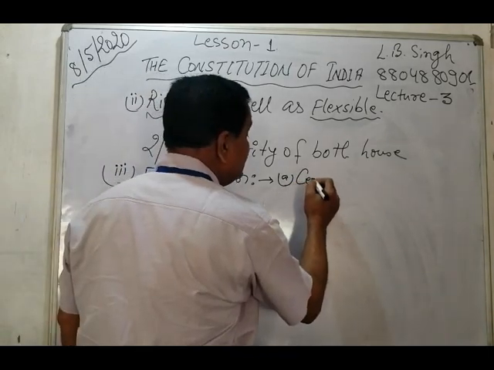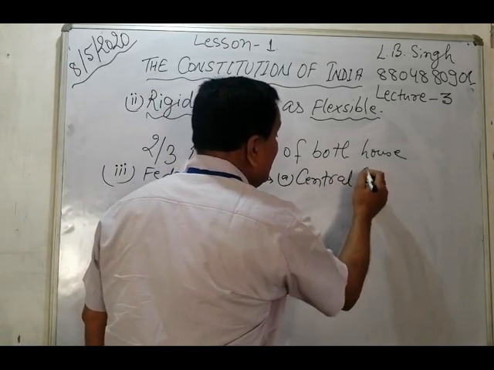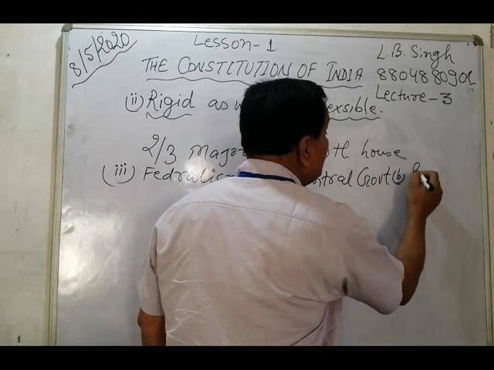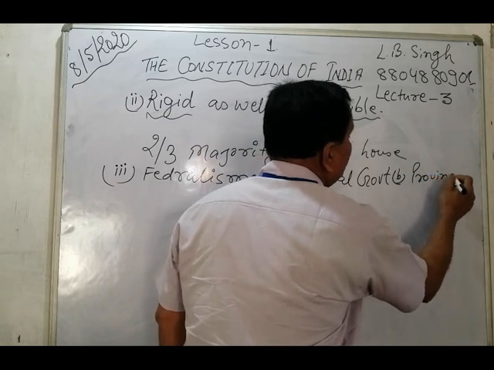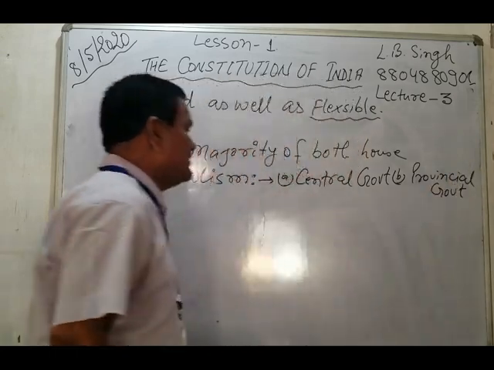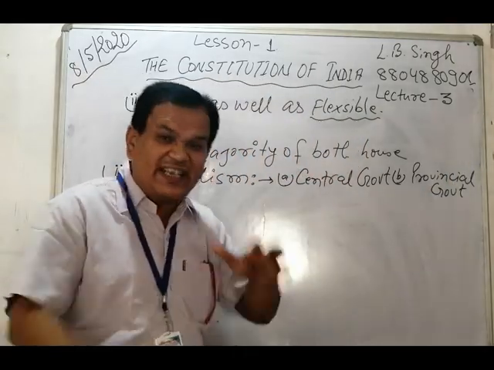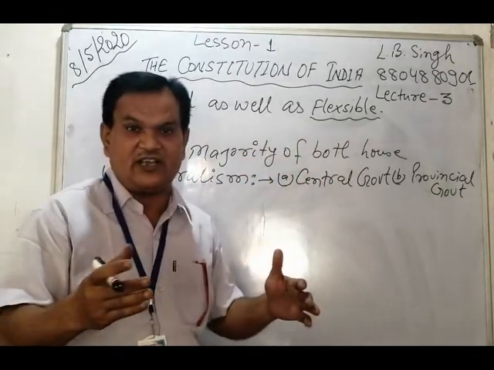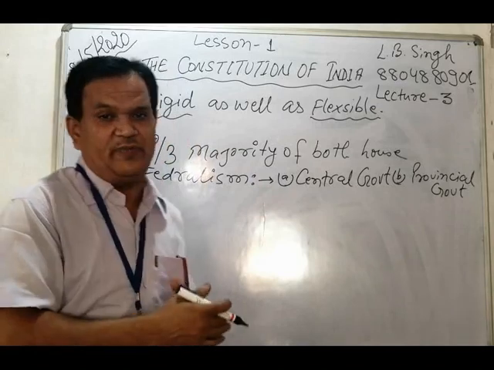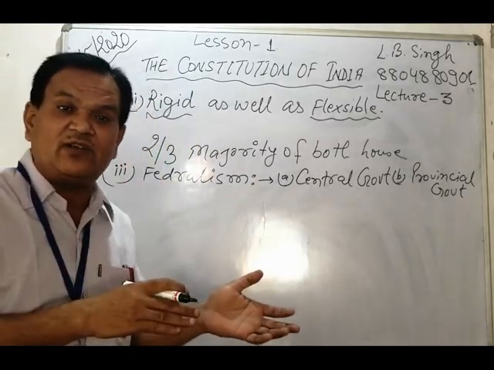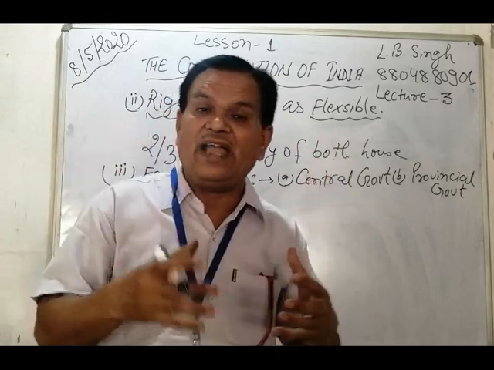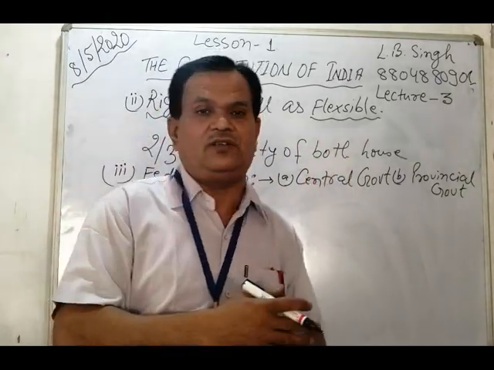One is the central government, and the second one is the provincial government. Do you know this thing? Central means what? The government in the centre, the government sitting in Delhi for all of India, that is called the central government. The head of the central government, in whose hand the power lies, is called the Prime Minister.